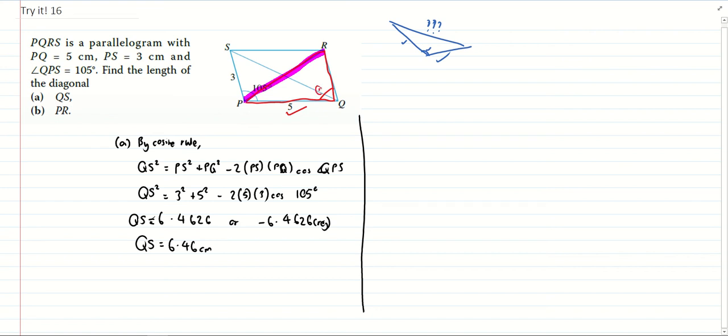This is how I plan out my working first. Can I find this length? Of course, because of the opposite lengths, I can find this length. Can I use the cosine rule? I can now use the cosine rule. This is how I plan out the working in my mind. So let's find angle PQR first.